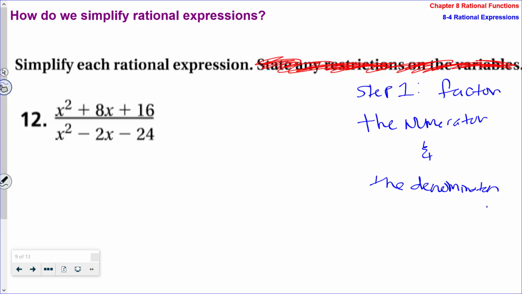We did this in a do now. You could factor this by putting it into your calculator in y subscript 1 and seeing where it crosses the x-axis. But you have to do the numerator one time and then do the denominator. So I'll walk you through this example. But the first step is to find the factors of the numerator, then find the factors of the denominator.